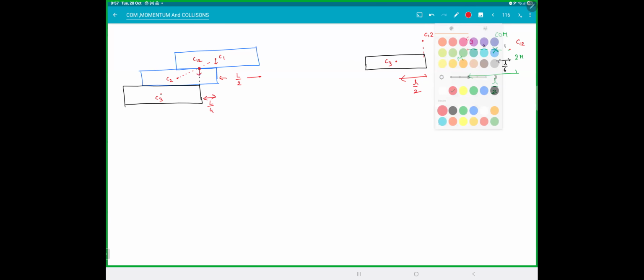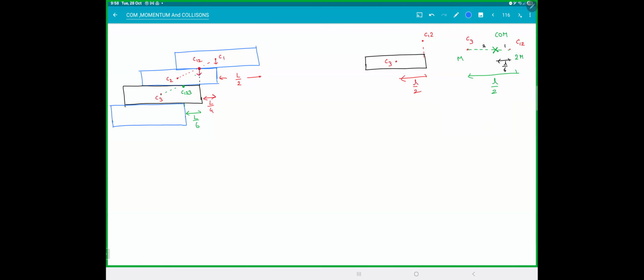Now the center of mass of 1 and 2 and 3, that will be somewhere here. This will be C1, 2, 3. This is the center of mass of 1, 2, 3, that we calculated right now. How much we got? L by 6. So this distance will be L by 6. That means you should keep the fourth plank exactly below this guy. Are you getting what I did?